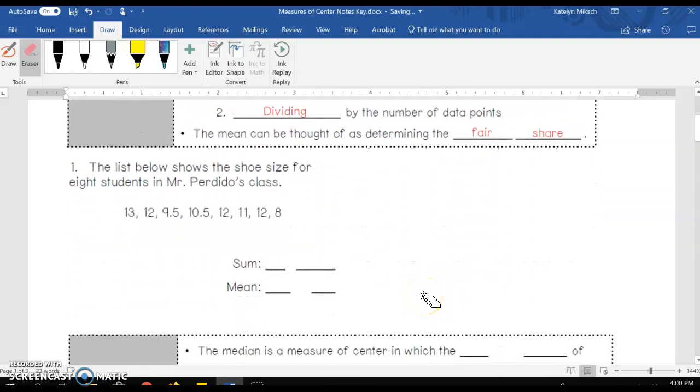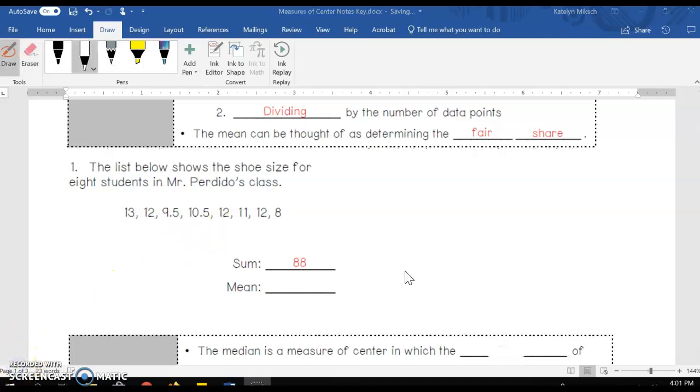So here's an example problem. It says the list below shows the shoe size for 8 students in Mr. Perdito's class. These are the shoe sizes of these students. We want to find the sum of those shoe sizes and the mean. So first we're going to add up the different shoe sizes. There are 2 here that have decimals in them. So when we are adding, we want to make sure that we line up those decimal points if we're doing it by hand. Go ahead and on your scratch sheet of paper or your notes, add up these numbers to find the sum.